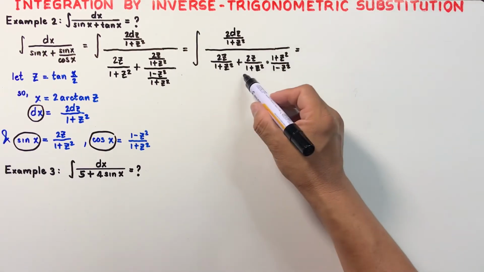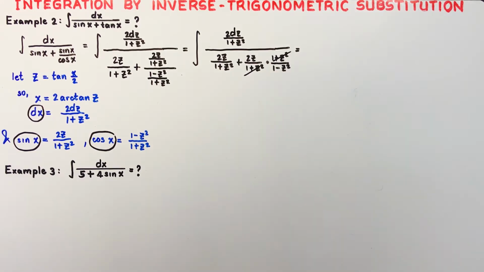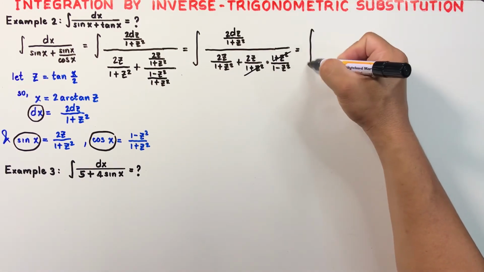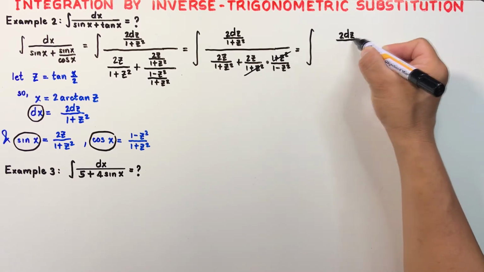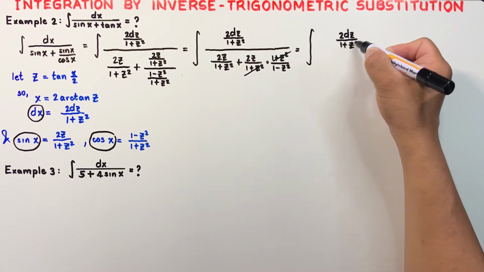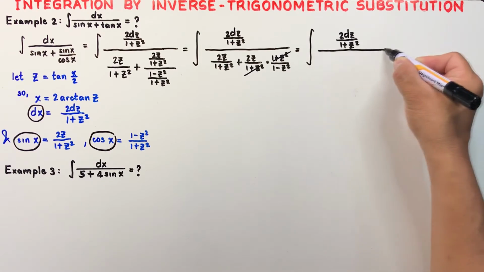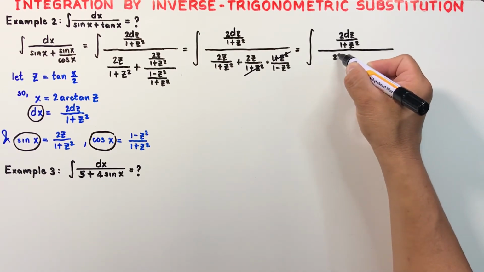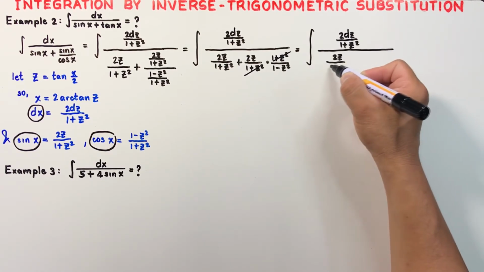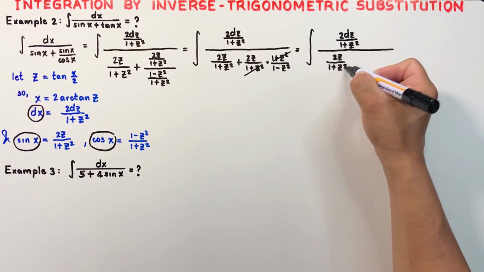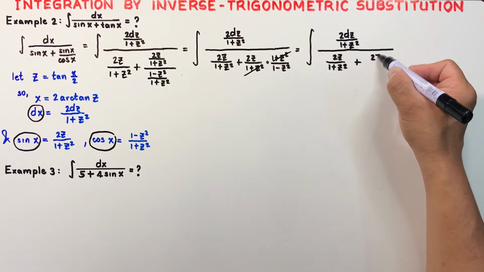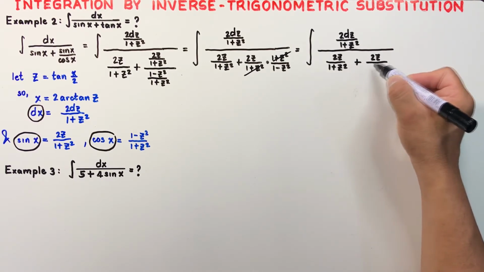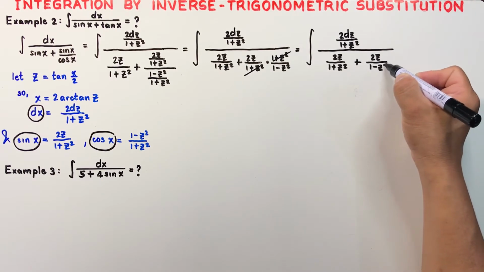So we can cancel this expression here. So what remains is the integral of 2dz over 1 plus z squared, divided by our denominator, which is 2z over 1 plus z squared. And this is added to the remaining terms here. We have 2z over 1 minus z squared.